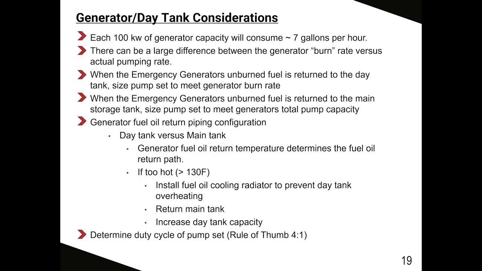Generators that are piped with a return line back to the day tank require a smaller flow rate, as the transfer pump set is sized for consumption. Generators with the return piped directly back to the main tank require larger transfer pumps.